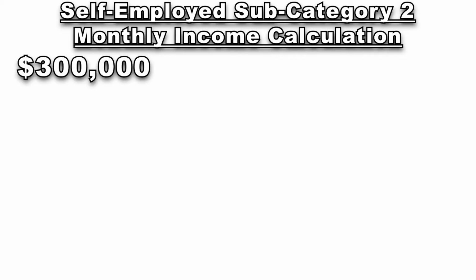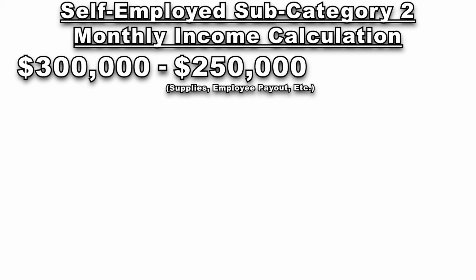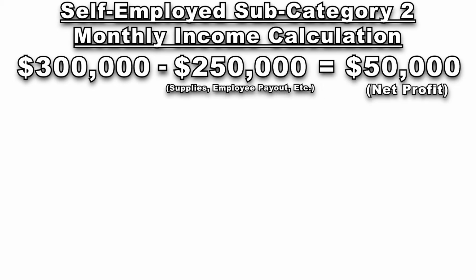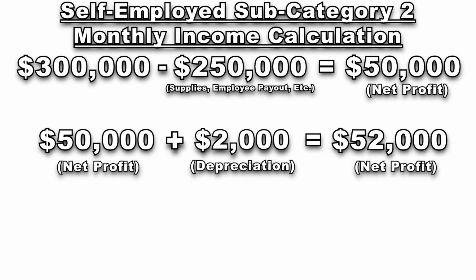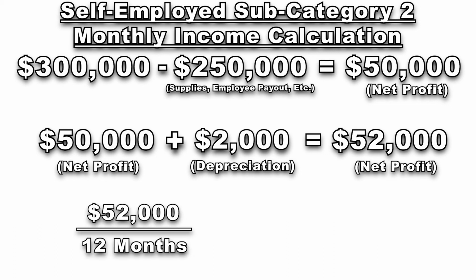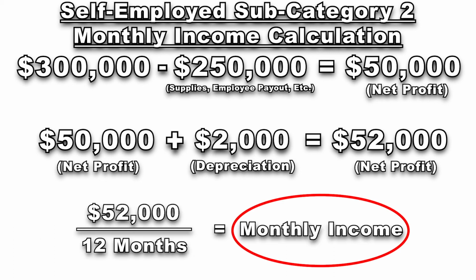Just in case you forgot, here it is again. You make $300,000 in 2020. That's what you put on line 1 as gross revenue, but you deducted all the expenses, let's say $250,000. Now your net profit is $50,000. And if you have depreciation of $2,000, now your new net profit will be 50,000 plus 2,000, that's $52,000. Then we take that $52,000, divide by 12 months, and that will give you your monthly income. So that's how you calculate self-employed monthly income.